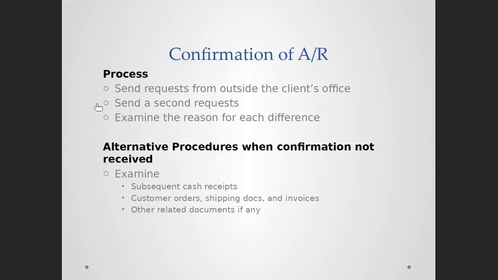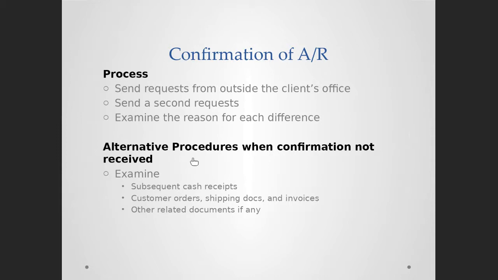If the client's customers do not respond, send a second request. If you send a second request, usually you get some more responses. And then when you get the responses, examine the reason for each difference. So if the customer agrees, no problem. If you find a customer that does not agree, you go back to the records and see why they don't agree, who's right and who's wrong. If your customer is right, or your client is right.